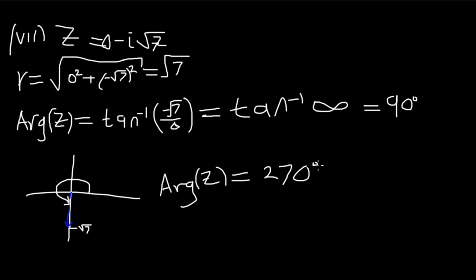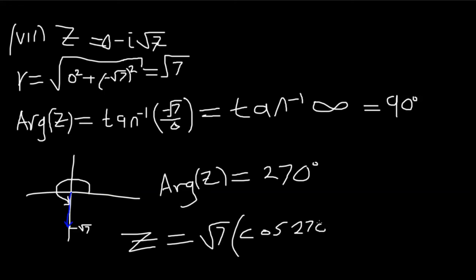So if this is your argument, now you can go further to write your complex number in this form. z is equal to, your magnitude there is root 7, and then open brackets, cos 270 plus i sin 270. So this is going to be your complex number for question 7.